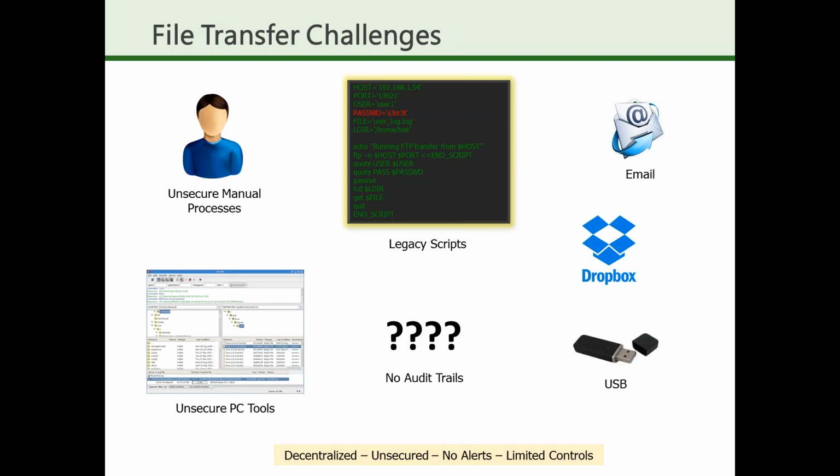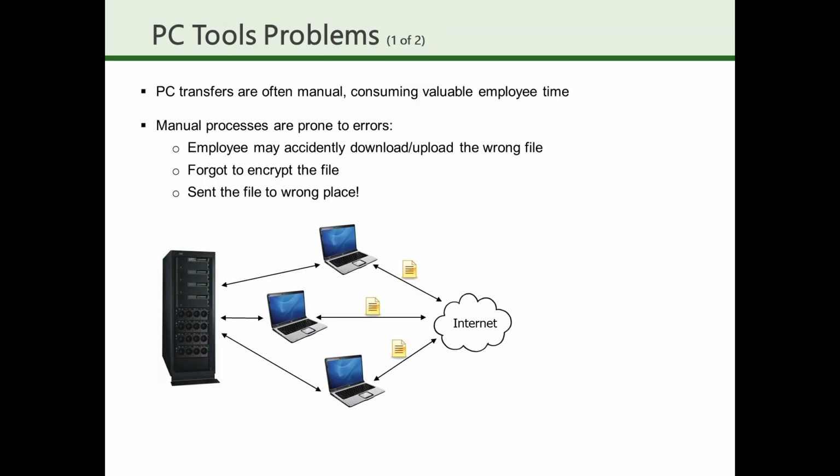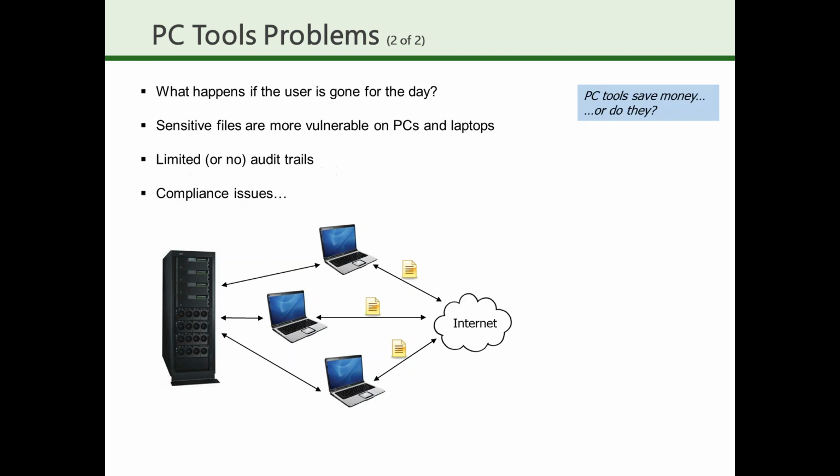For instance, can you quickly find out which files left your organization over the last day, week, or month? To add to these challenges, many end users are still sending files through unsecured email or cloud services like Dropbox without any controls or centralized management. A lot of organizations are still using PC-based tools to transfer files, and since this is often a manual process, it's prone to human error and risk. What if the user downloads or uploads the wrong file? Or what if the file contains sensitive data and the user forgot to encrypt it before the transmission? These are all issues that need to be addressed.